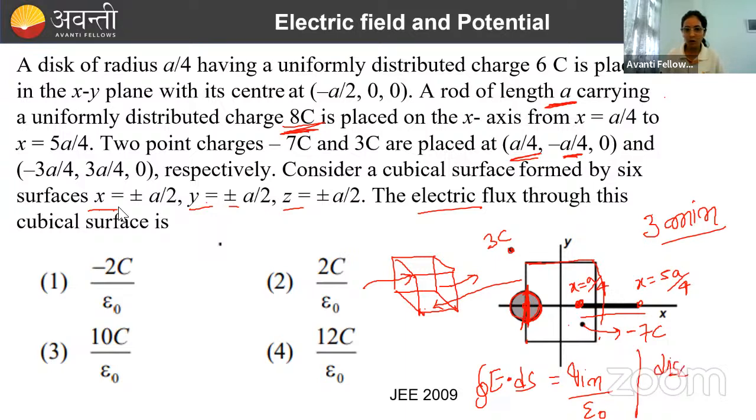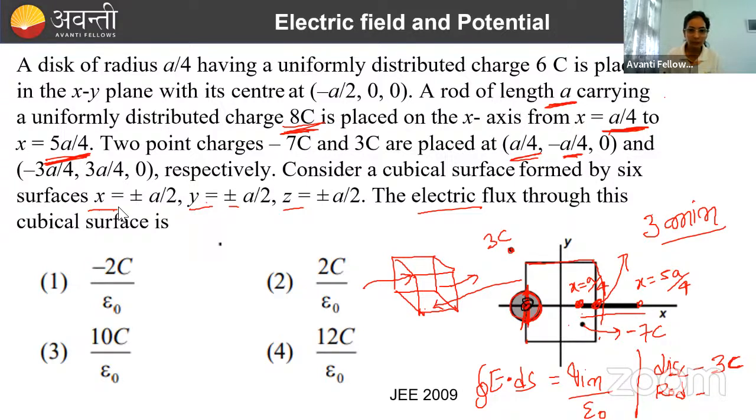Because of the disk, how much charge will be inside the surface? 3 coulomb. Now let's see, because of the rod, how much charge will be inside the closed surface. You can see here which length of the rod is inside the closed surface. The rod is varying from where to where? A by 4 to 5A by 4. And clearly, the coordinate of this point is A by 2, right?